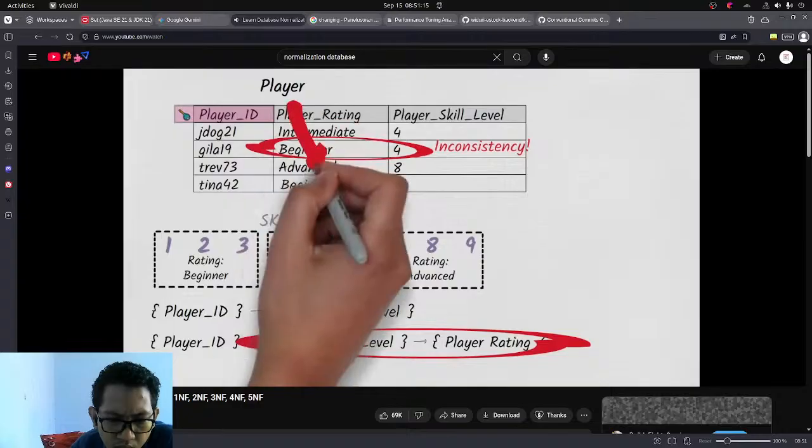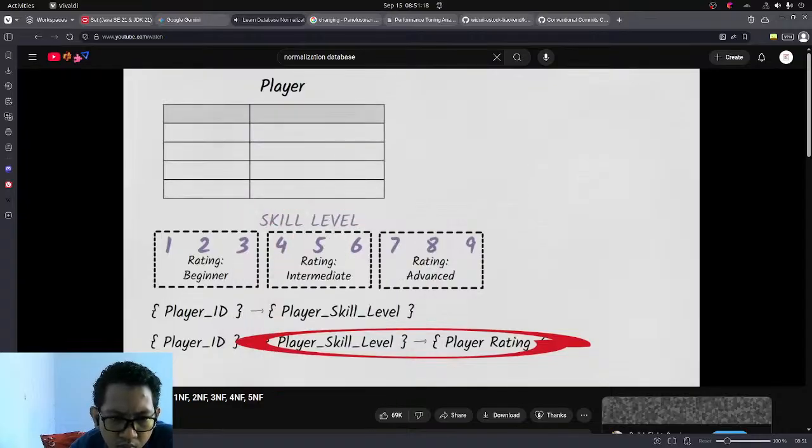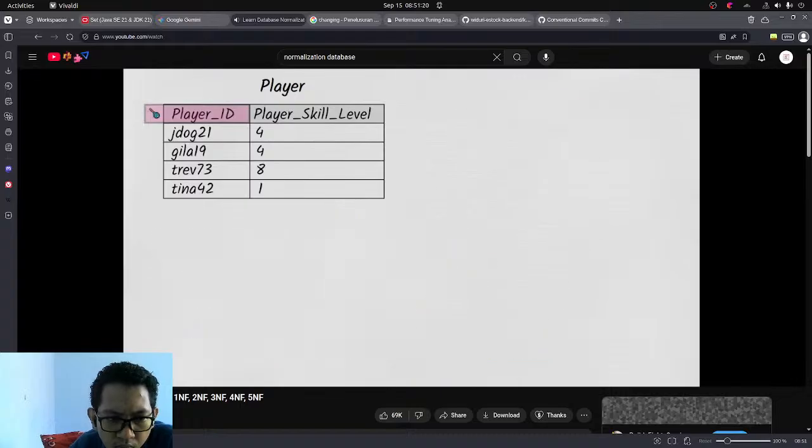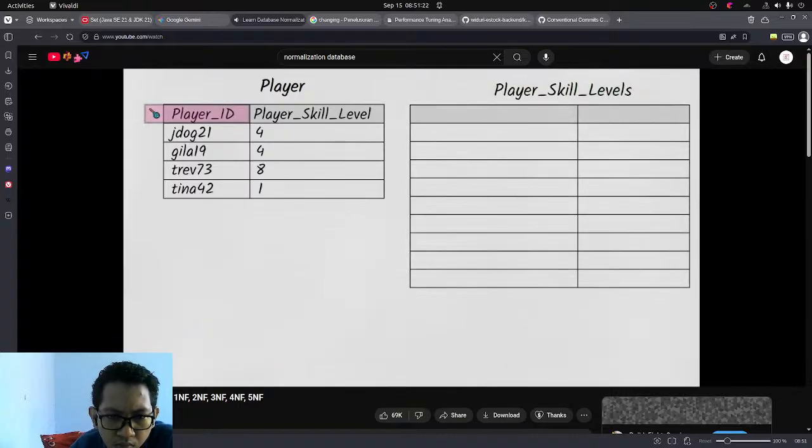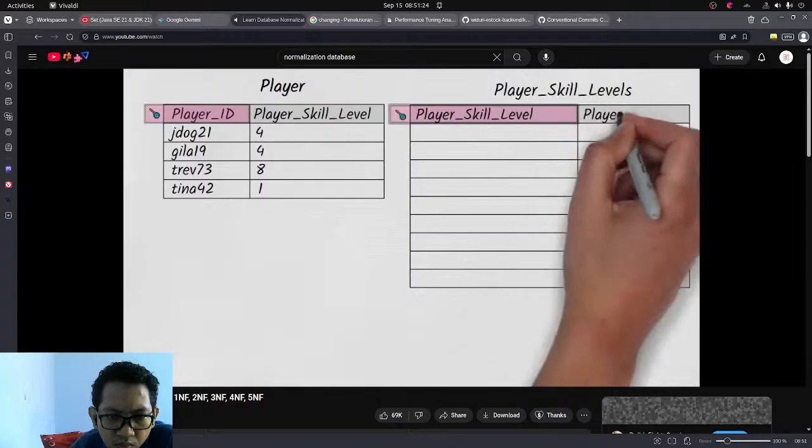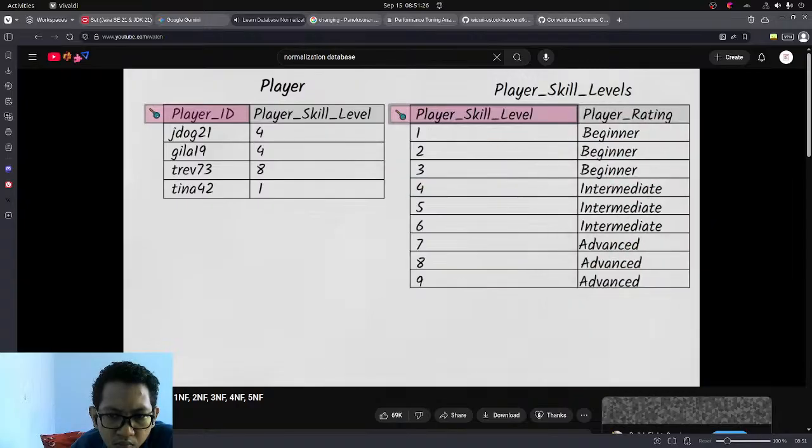There's a very simple way of repairing the design to get it into third normal form. We remove player rating from the player table, so now the player table looks like this, and we introduce a new table called player skill levels. The player skill levels table tells us everything we need to know about how to translate a player skill level into a player rating. Third normal form is the culmination of everything we've covered about database normalization so far.